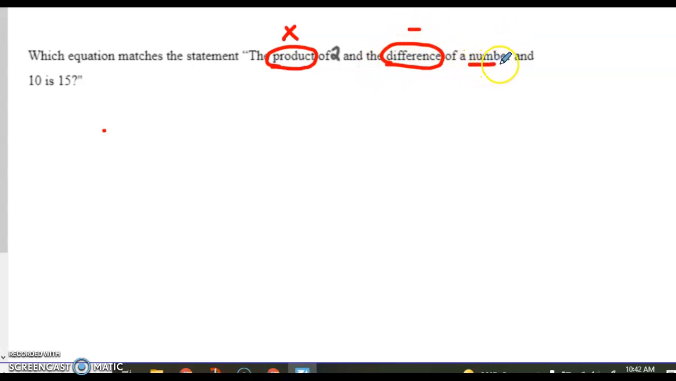Anytime it says a number, we're going to give that a letter. We can give it the letter N or the letter X. It doesn't really matter. It just needs to be a letter. And then is means equals. So let's go ahead and write this out.